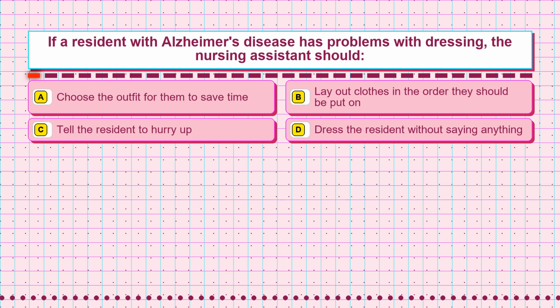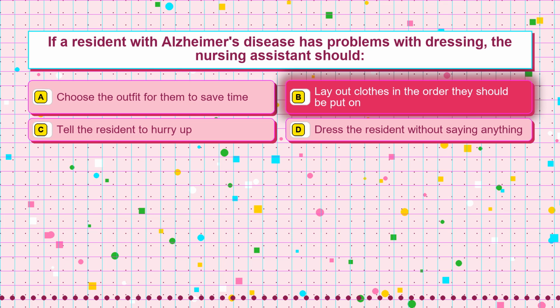Question 35. If a resident with Alzheimer's disease has problems with dressing, the nursing assistant should: Option A, choose the outfit for them to save time. Option B, lay out clothes in the order they should be put on. Option C, tell the resident to hurry up. Option D, address the resident without saying anything.